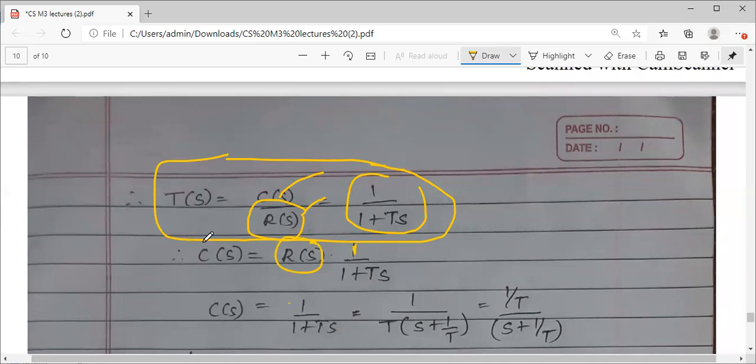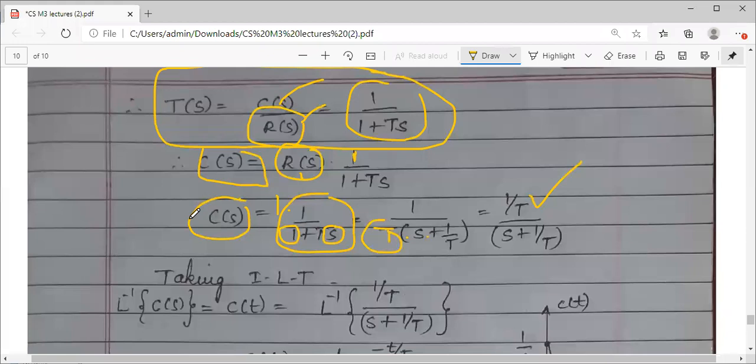So 1 into this. So output is equal to, in frequency domain, R of s, which is 1, into this. So further what I can do here, as the coefficient of s I want it as 1, I will take T common in the denominator. You will get s plus, you don't have T term here, take 1 by T. And ये जो T term है, I have taken in the numerator, 1 by T divided by s plus 1 by T. This is your output, controlled output, but in frequency domain. I want it in time domain.